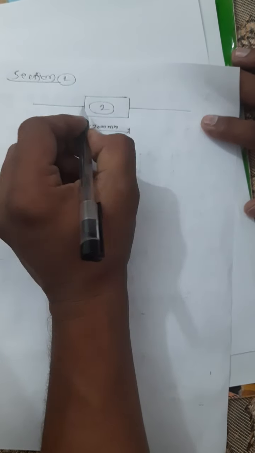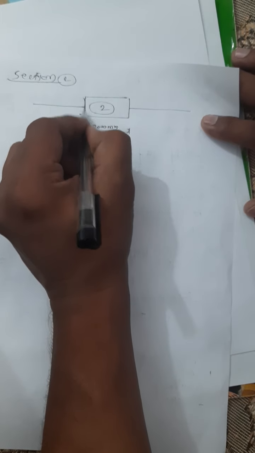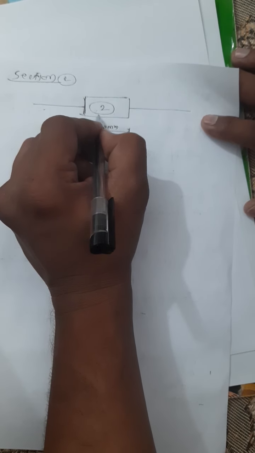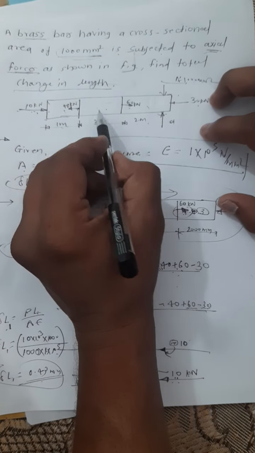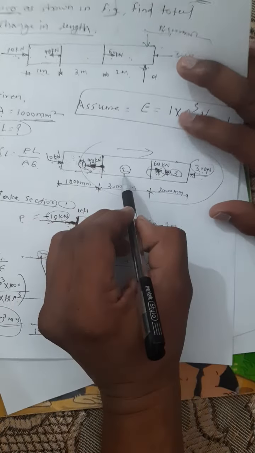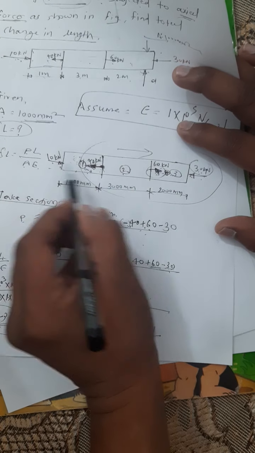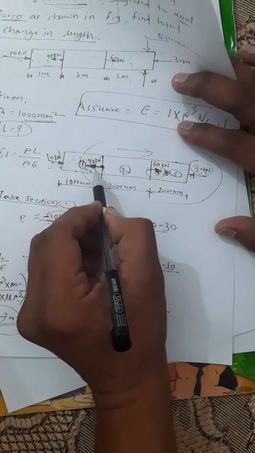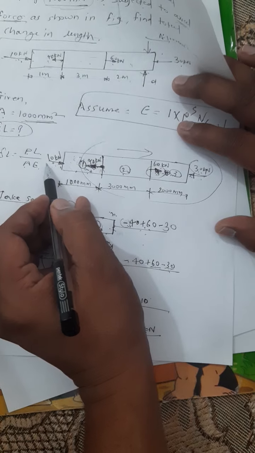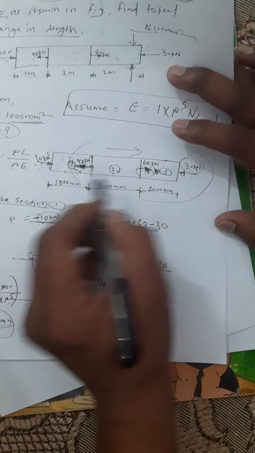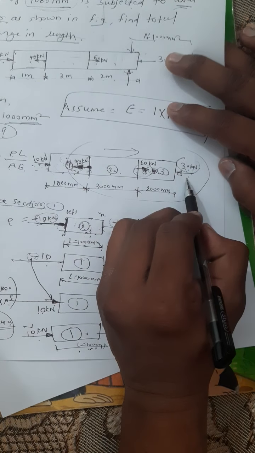First of all, section number 2 from the left side. How many forces do we have for section number 2 from the left side? Yes, 1 and 2. These are the two forces we have from the left side, and two forces from the right side.